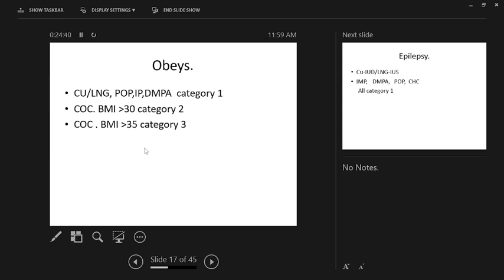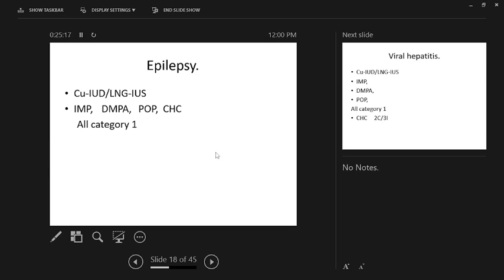And obesity is another situation we come across in day-to-day practice. You can use copper and LNG intrauterine systems, progesterone only pills, then implant, DMPA, all those are category 1. And remember, combined oral contraceptives, if BMI is more than 30, it comes to category 2. There are some benefits and risks, and the benefits are heavier than the risk. Therefore, you can prescribe it as category 2. But if BMI is more than 35, it comes as category 3. The disadvantages outweigh the advantages.